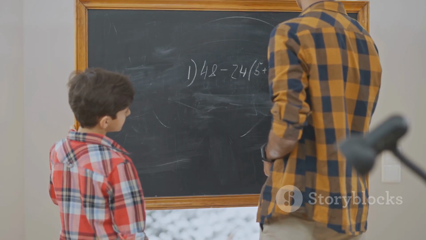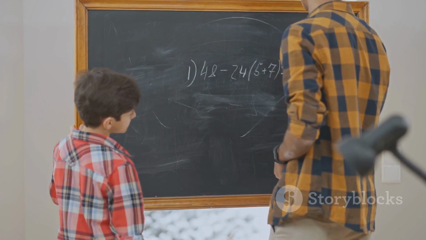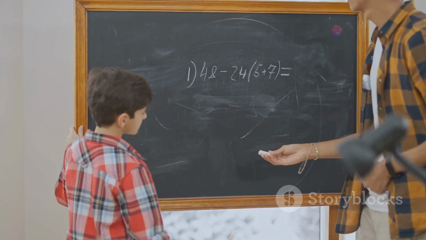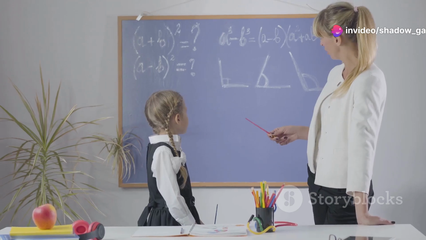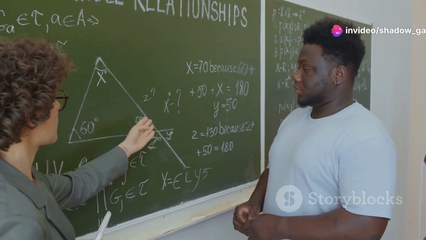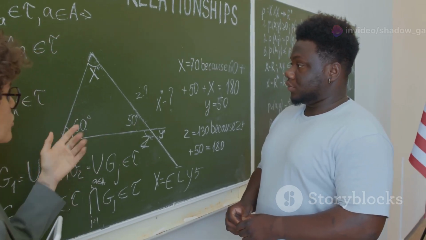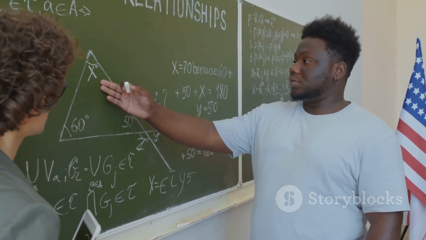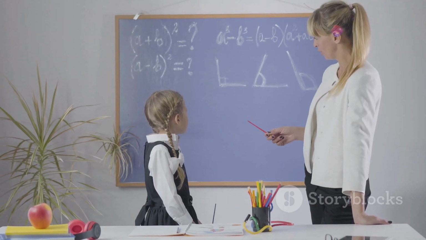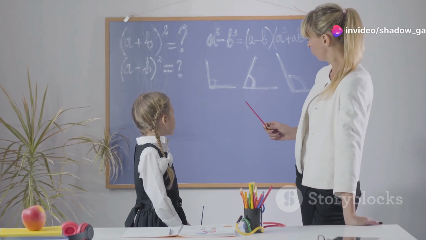Step 4. Isolate the variable. This final step involves solving for the variable by performing the necessary arithmetic operations. Divide both sides by 2. 8 divided by 2 equals 2x divided by 2. Therefore, x equals 4. By dividing, we isolate the variable and find its value. We have found the value of x that satisfies the equation.